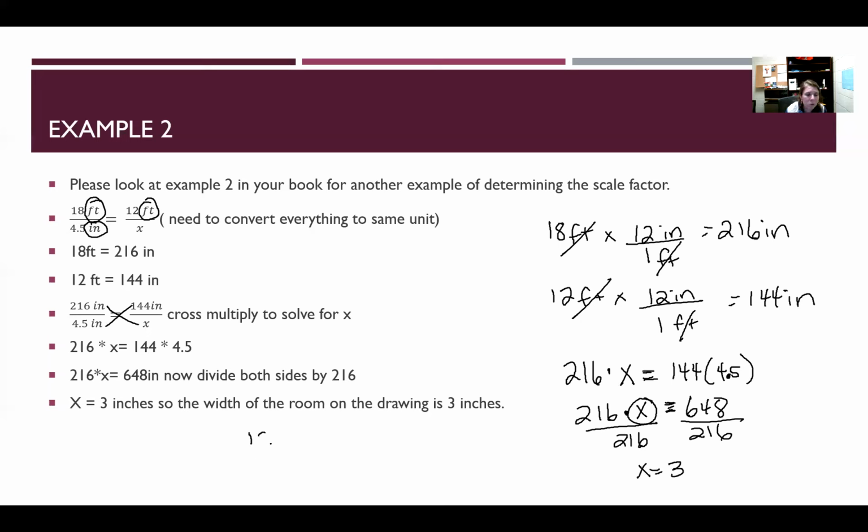And so what happens is you end up with 18 over 4.5. Is that equal to 12 over 3? Okay, well, you can check this. 18 divided by 4.5 is going to give you 4. So this ends up being 4 inches. And we know 12 divided by 3 is going to give you 4. So those are equal. So we know that we did our job here. You can always check your answer.